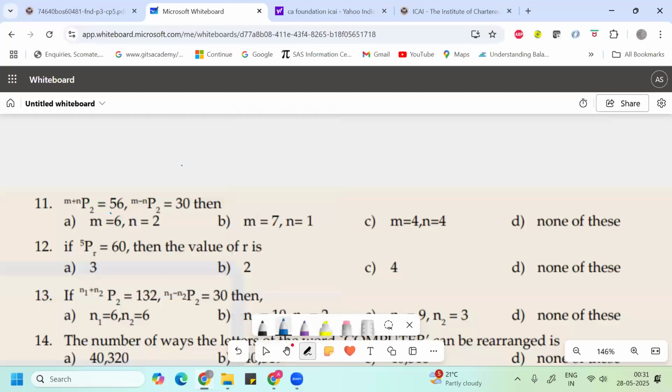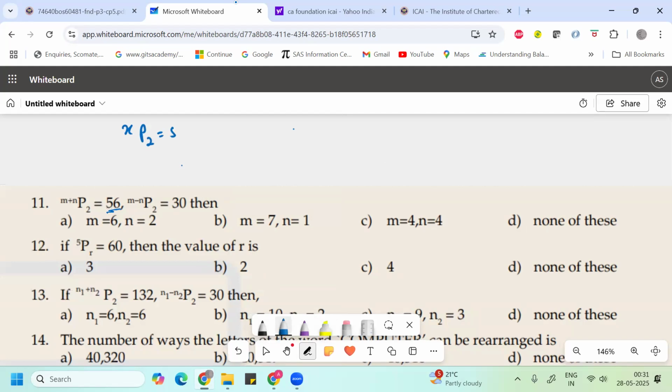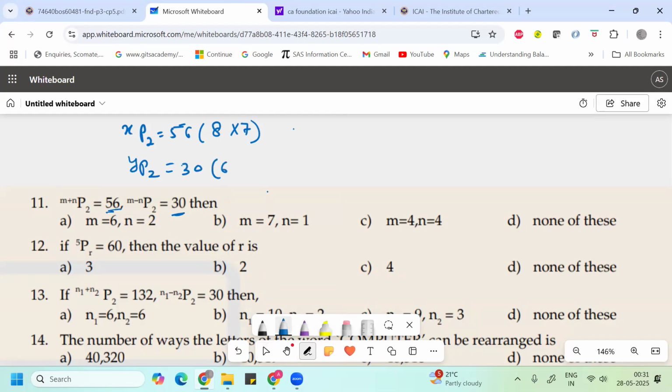Okay. So like if you see this 56, when I'm seeing something like xP2 is 56, the first thing that comes to my mind when I see this number 56 is basically 8 into 7. And when I'm seeing the next term is 30, suppose yP2 is 30, then what comes to my mind is 6 into 5. Okay. So if I'm not wrong, then my x is 8. You can try randomly or you can use options. My x basically means m plus n.